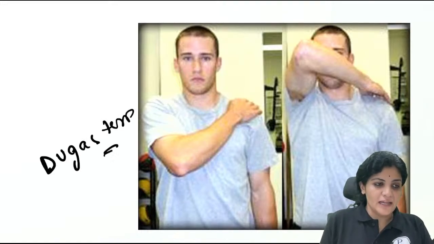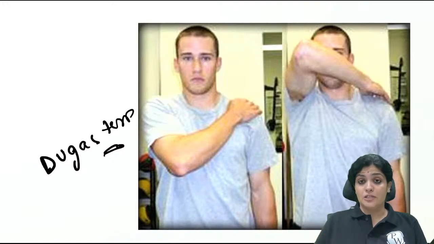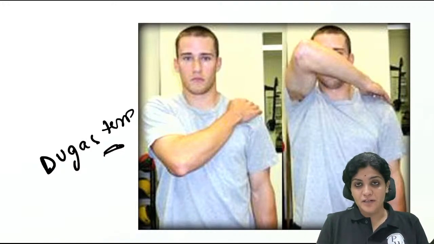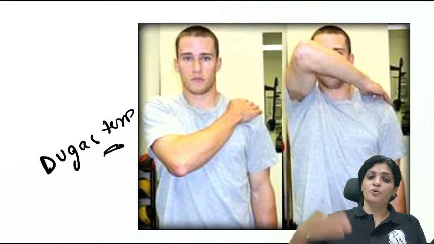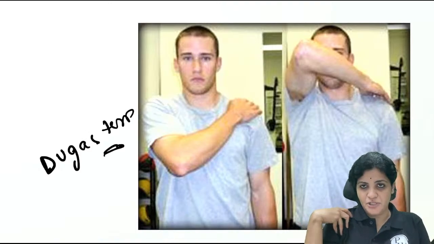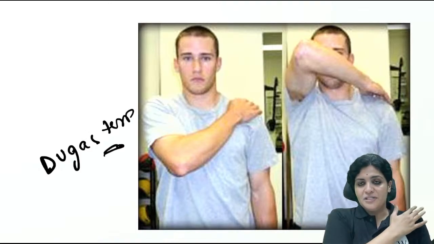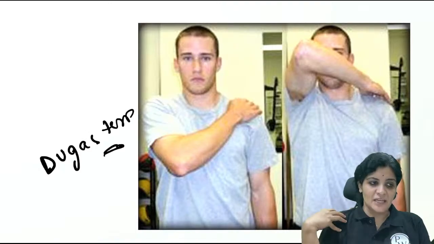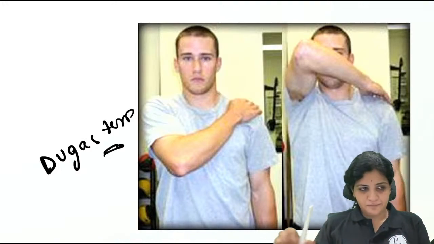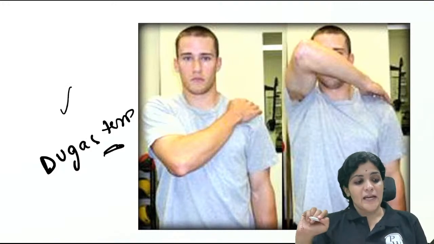Dugas test is used whenever a patient comes with shoulder dislocation. You have to know whether it is really a shoulder dislocation or not. For that, you ask the patient to touch the opposite shoulder. If he is coming with a complaint of right shoulder dislocation, then you ask them to touch the left shoulder. If he is able to touch the left shoulder, that means there is no shoulder dislocation. Understood? So that is the Dugas test.